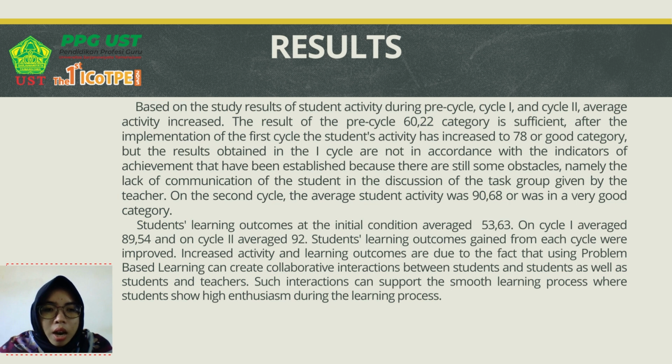Student learning outcomes at the initial condition averaged 53.63. On cycle 1, the average was 89.54. And on cycle 2, the average was 92. Student learning outcomes improved in each cycle.